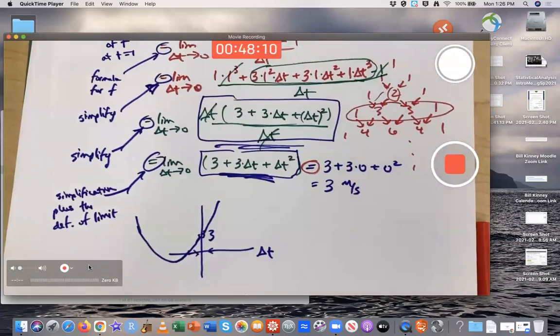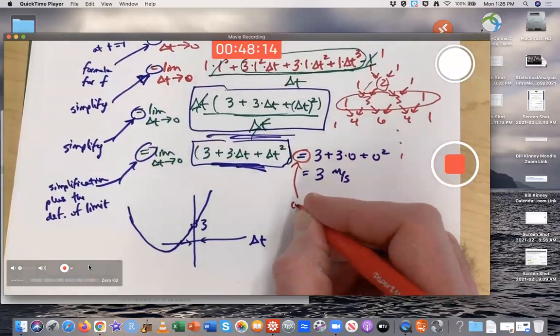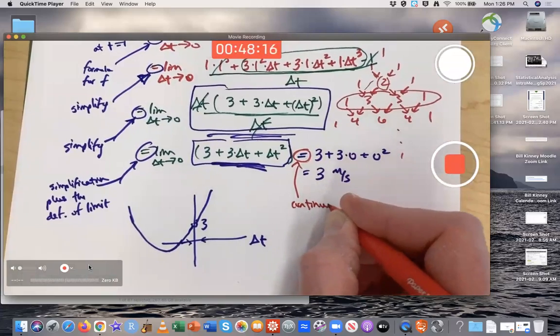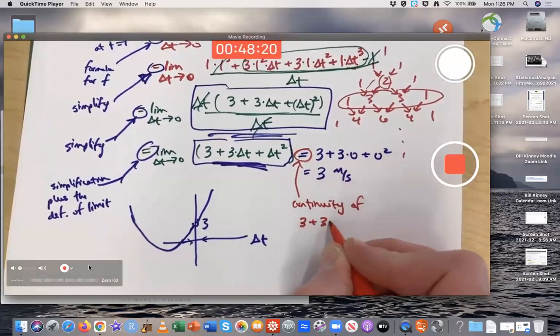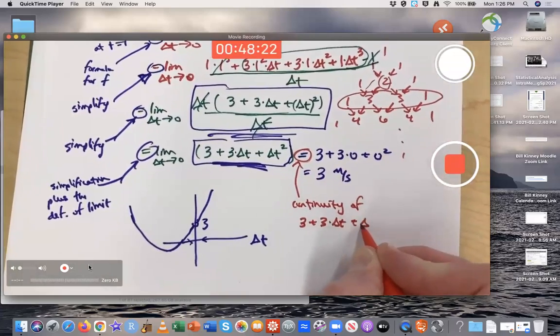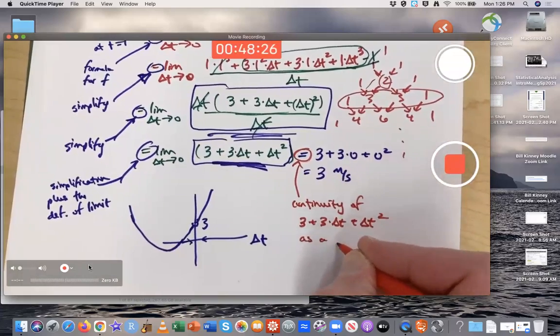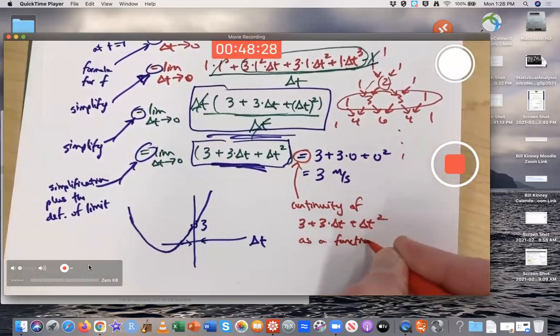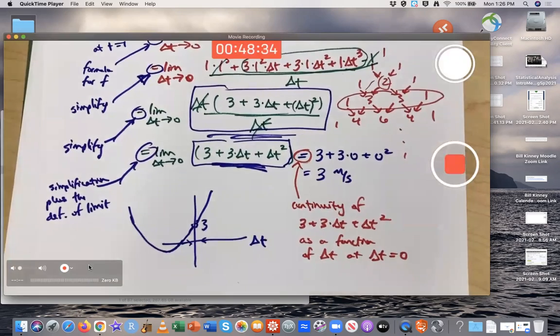And this equality right here is really based on the notion of continuity. Continuity of this function 3 plus 3 times delta t plus delta t squared as a function of delta t at delta t equals 0. Now, it's technically continuous everywhere, no matter what delta t is, but the only thing we technically need is the continuity at delta t equals 0.